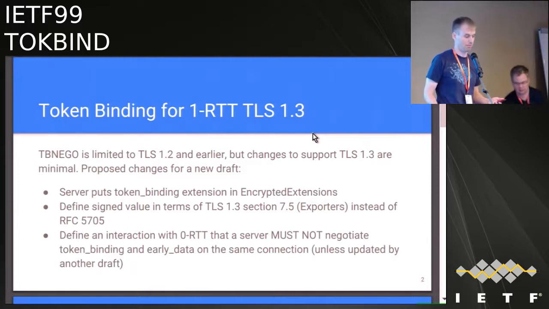The changes are on the server side. The token binding extension goes in encrypted extensions instead of in the server hello. We can clarify the language that the signed value is using TLS 1.3 section 7.5 exporters instead of using the RFC 5705 language. And then if this is a separate draft, I would just include language that since TLS 1.3 requires all new extensions to define their interaction with zero RTT, if it's a separate draft, we can just say that the server must not negotiate both token binding and early data on the same connection unless updated by another draft, that being the zero RTT draft.